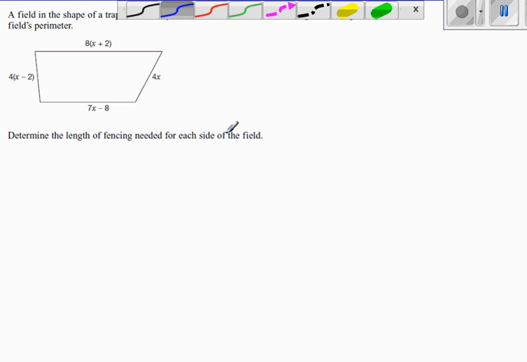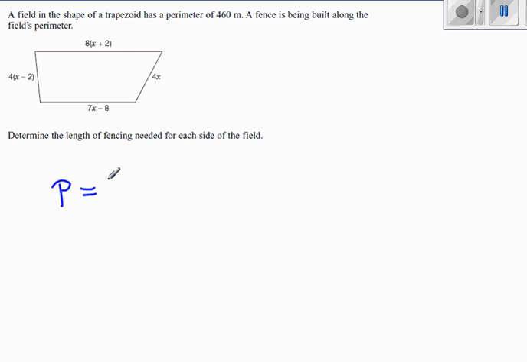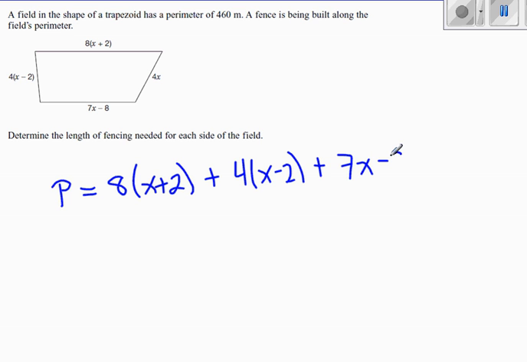So clearly, again, I have a perimeter question. So let's write what we know about the perimeter. And again, perimeter is just add up the side lengths. So I'm just going to add up all the side lengths of this perimeter. And obviously, this is going to turn into a polynomial, an equation question. But it starts off with just an understanding that perimeter is the sum of the side lengths.